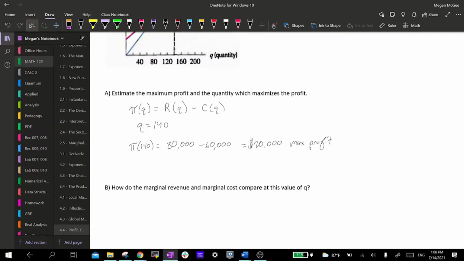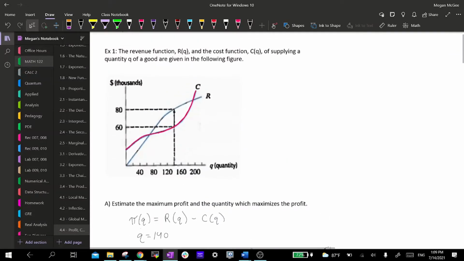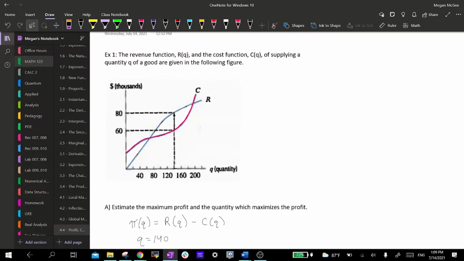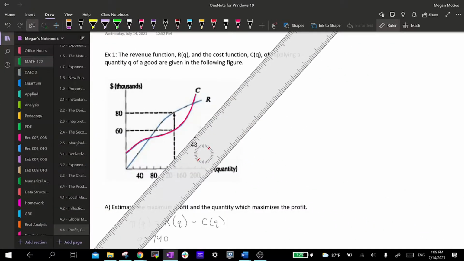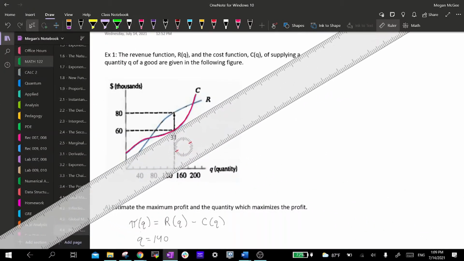So part B asks, how do the marginal revenue and marginal cost compare at this value Q? So this Q is equal to 140. We want to examine the marginal revenue and the marginal cost. Remember, those are just the derivatives of the revenue and the cost. So we want to look at the slopes of the tangent lines. Let's go ahead and break out the ruler here. This is just an estimation.